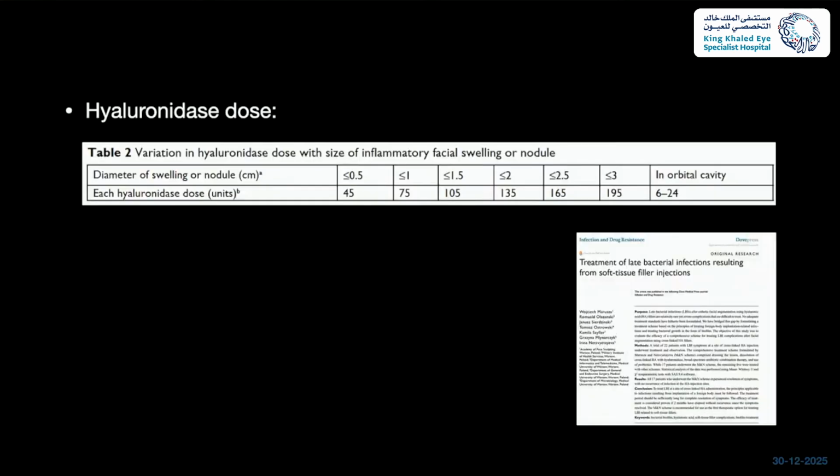So here's a nice article that talked about the different percentages or units of hyaluronidase in relation to the different sizes of the nodules in tear trough related biofilm infections. Here you can see, for example, in nodules that are 5 millimeter or less, 45 units of hyaluronidase are enough to resolve it and solve the issue.